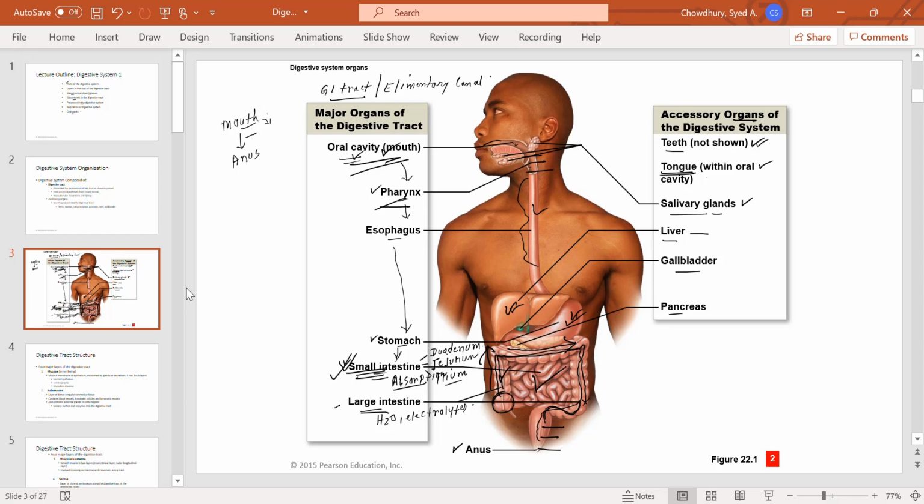Liver: after the absorption, the nutrients first enter into the liver, because liver is the organ where the processing of the nutrients first takes place. And gallbladder helps in fat digestion. So the gallbladder secretes bile, and the bile helps in digestion of fat. And pancreas secretes pancreatic juice, and pancreatic juice has different types of enzymes: protease, lipase, amylase. All those enzymes are present in the pancreatic juice, and protease helps in protein digestion, right?